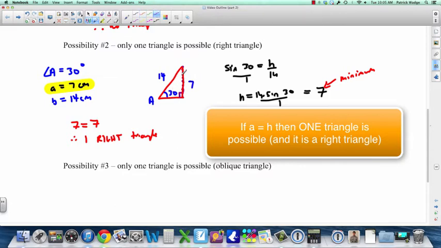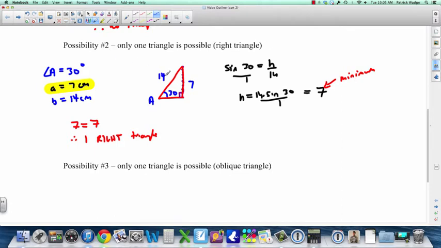And to find out everything else, you could use the sine law if you wanted to, but because it's a right triangle, you could also just use the sine ratio and the cosine ratio and the tan ratio, and you could use the Pythagorean theorem. All that stuff we use with right triangles you could use. Possibility 2 is the only case where you're going to be able to use the Pythagorean theorem and the sine ratio and the cosine ratio, etc. Okay, that's the next one.